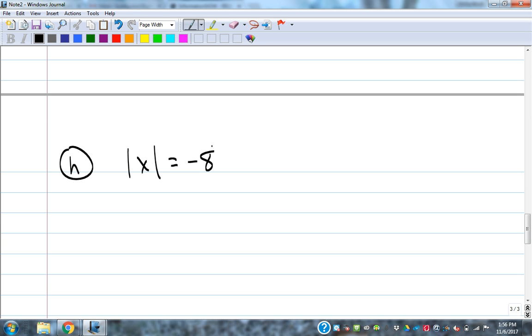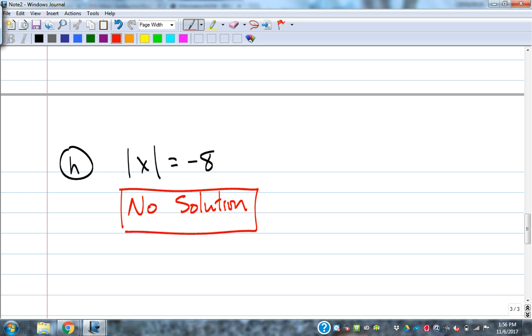This one, absolute value, it's a distance, right? So it's never negative. But this says a distance is negative. That's what that statement said, a distance of negative 8. Is distance ever negative? No. So anytime you got an absolute value by itself and it's equal to a negative number, these are my favorite. Now, if it's an absolute value equal to a negative number, then it's no solution.